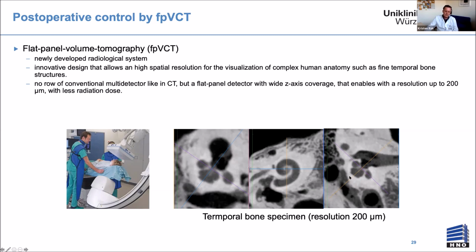And you can see here that it is possible with this software, with this technique, to have really high resolution of 200 micrometers. At the moment, we were also able to use it in a patient with 30 micrometers. So there's really a great possibility to increase your resolution, which can help you to look at this better.